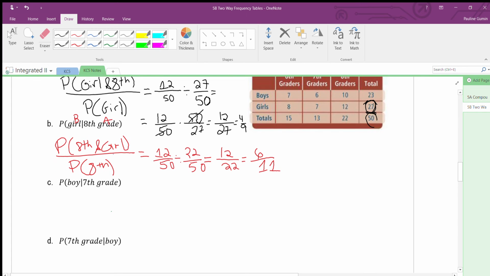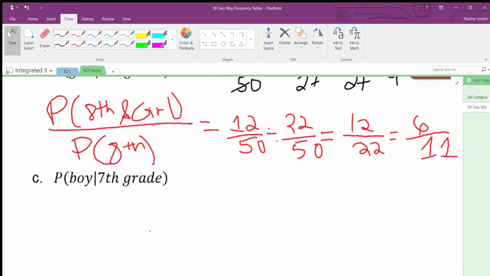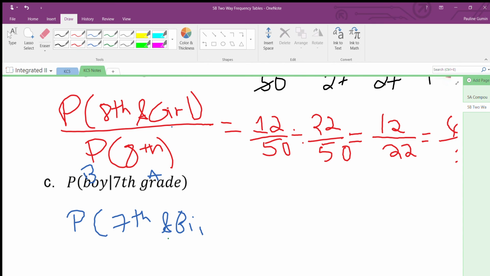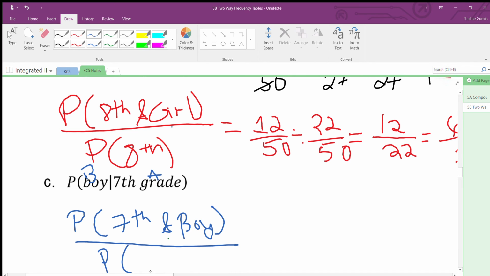Let's try it one more time, okay, with boys, given they're 7th graders. Let's do this one. This is A, that's B. So we're looking at the probability of 7th graders, given that they're, I almost wrote girls. Given that they're boys, over the probability of choosing a 7th grader.